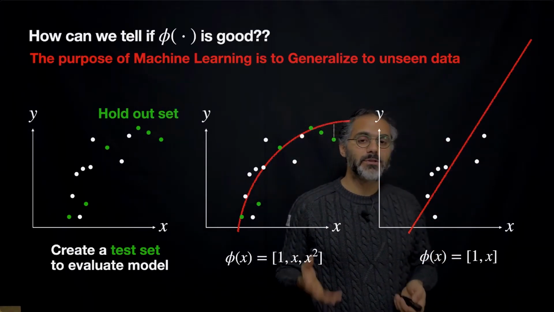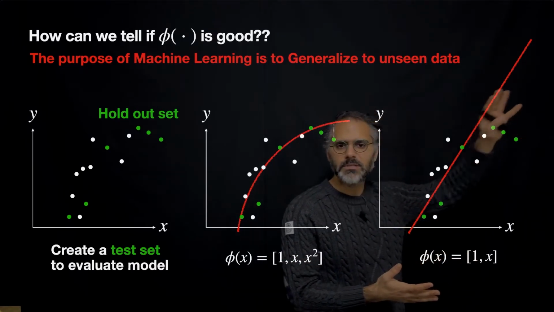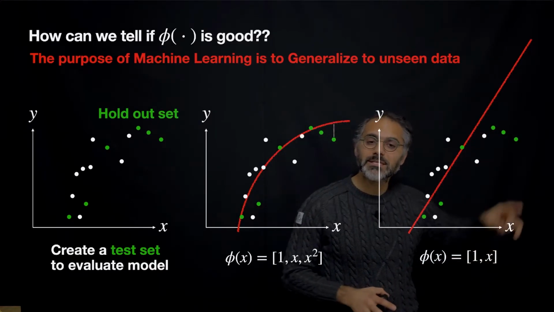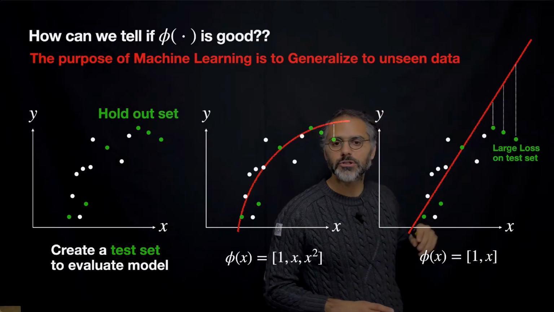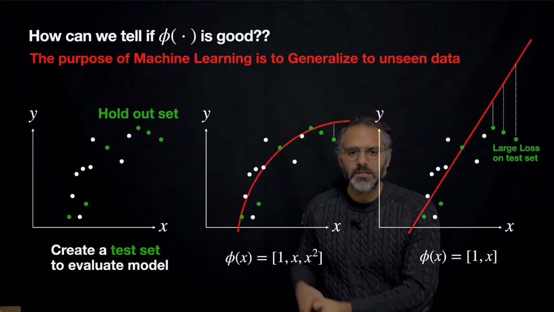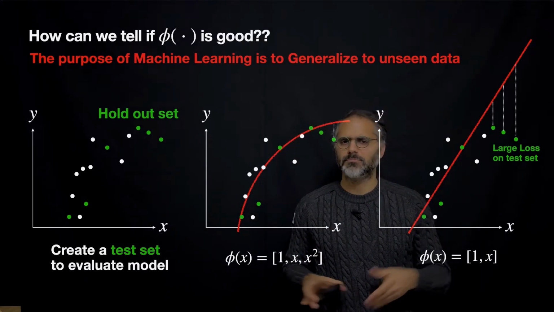And what will happen with the test? Here we will have these points that didn't extrapolate very well. And so in this case, you will have a very large test loss. So we want to choose phi in such a way that we make this test loss the smallest. So how do we do that?